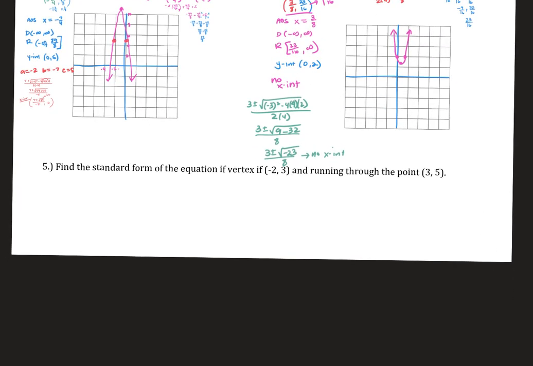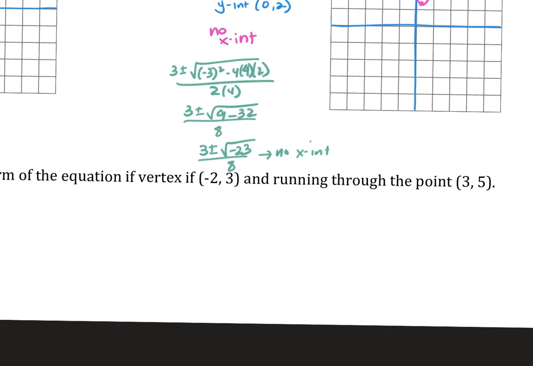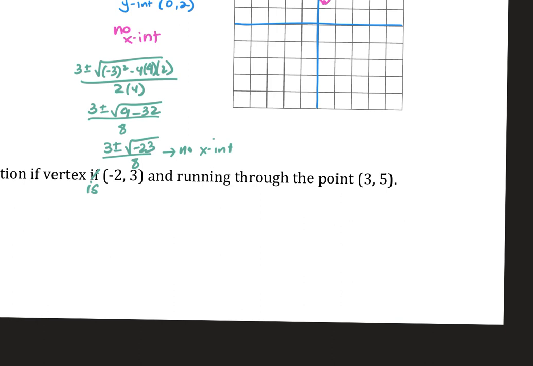Looking at number 5, it says find the standard form of the equation if the vertex is negative 2, 3, and it runs through the point 3, 5. So this is my x and this is my y, this is my h and my k, and I'm plugging into y equals a times x minus h squared plus k. So the y is 5, the a we don't know, the x is 3, the h is a negative 2. So minus the negative 2 becomes positive 2, squared, don't forget the squared, plus 3.